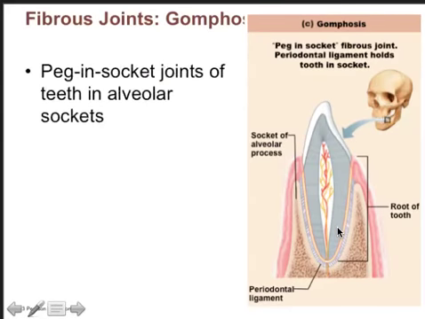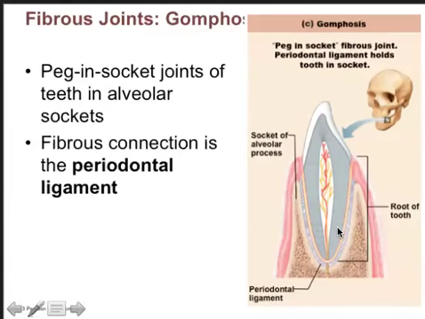Gomphoses are peg and socket joints of the teeth in alveolar sockets, and the fibrous connection is called a periodontal ligament. So you can see here just a diagram of the tooth, and while we're looking at teeth, I think it's incumbent on us to address some of the structures here. This area that's above the gum line is called the crown, and it's covered by an acellular substance called enamel, which is one of the hardest biological substances, and it protects the tooth against decay because in the oral cavity there are bacteria that live off of the food that's not swallowed.